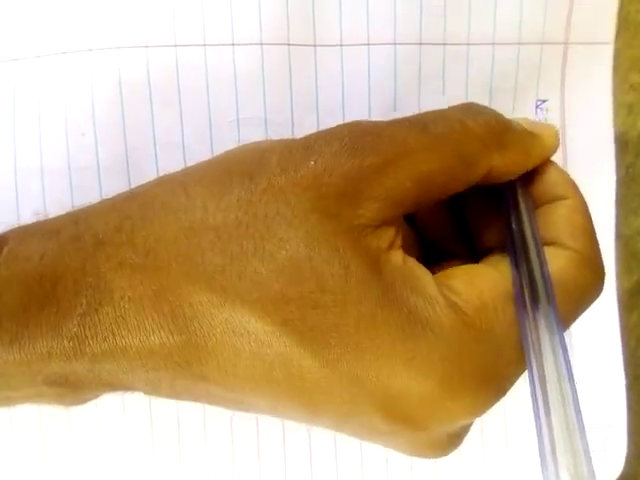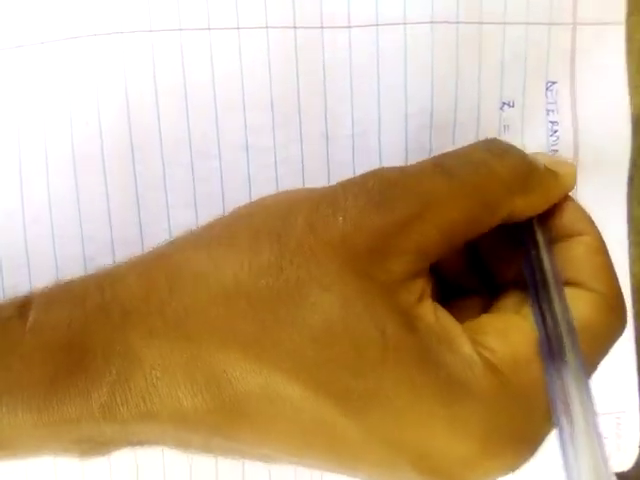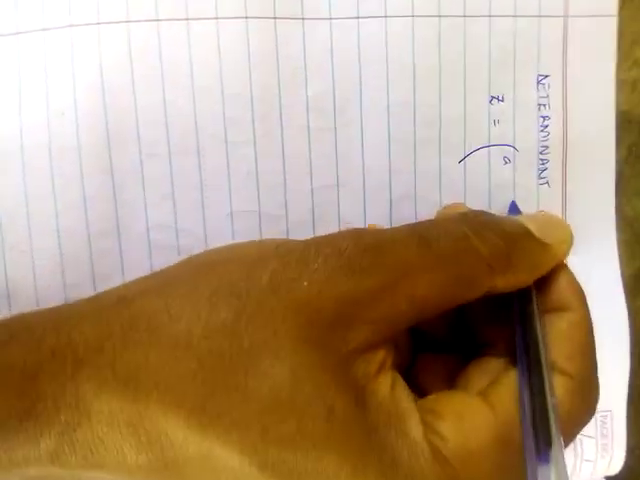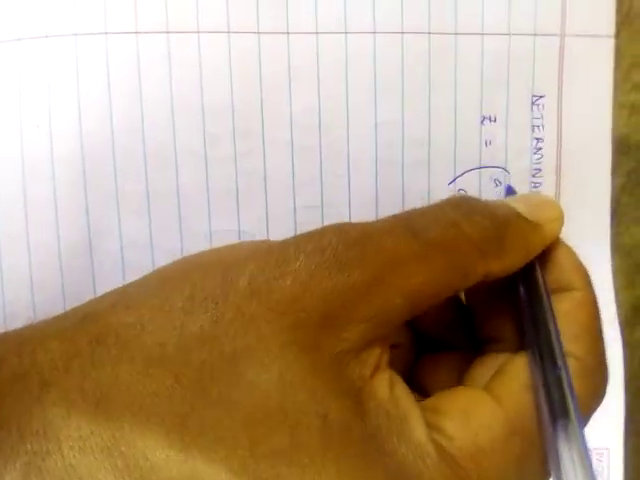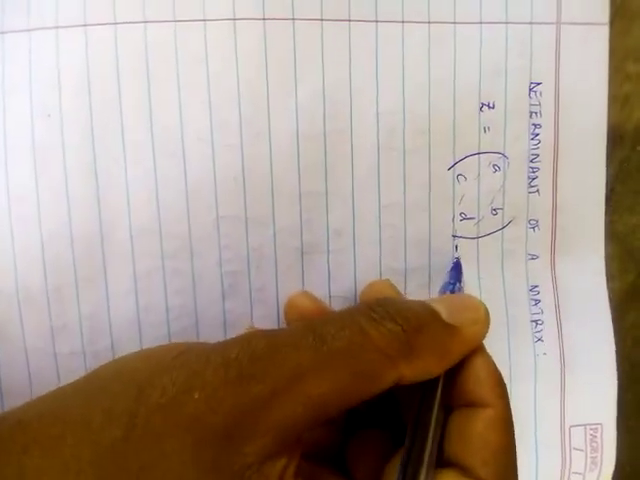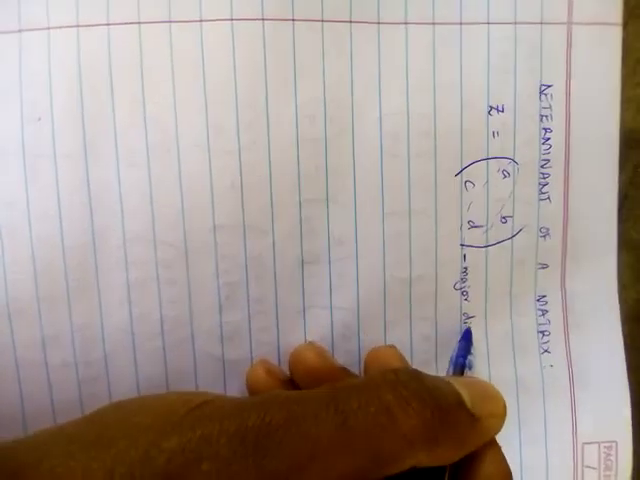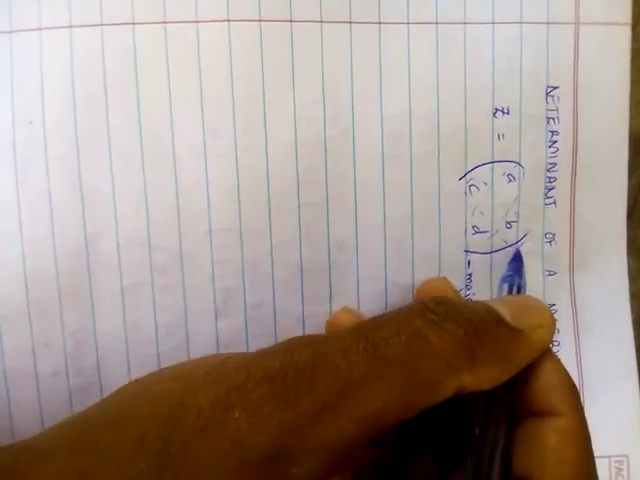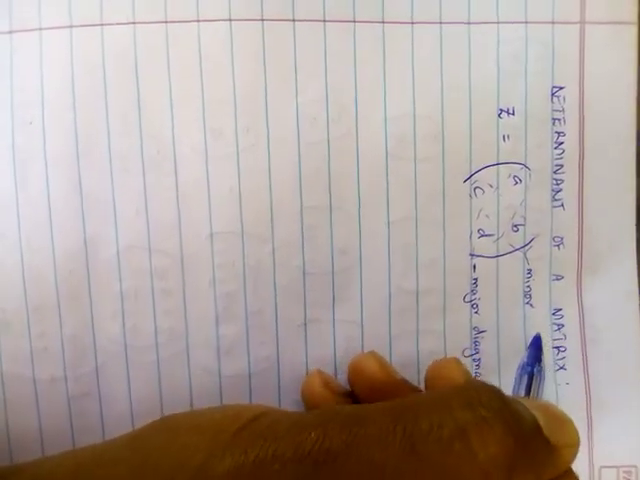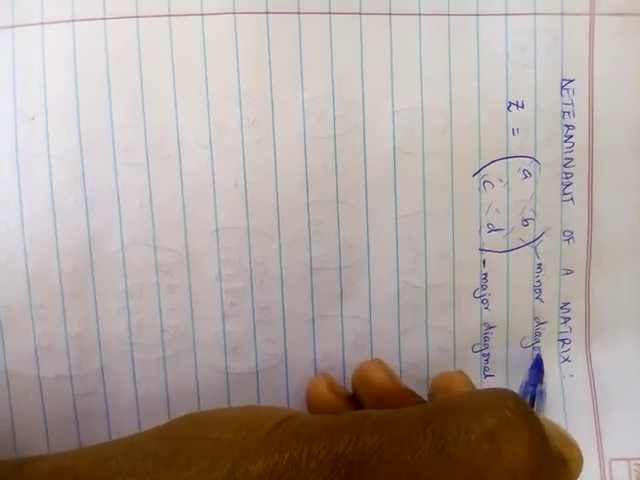So let's go to, so we are on the determinant of a matrix. What is the determinant of a matrix? If I have an arbitrary matrix Z, which is A, B, C, D, this diagonal here moving to the right is what we call the major diagonal. And then this one moving to my left, since the left is usually weaker, this is the minor diagonal.